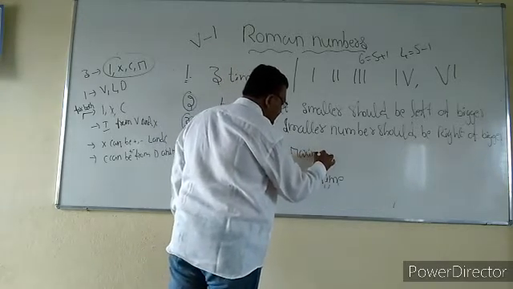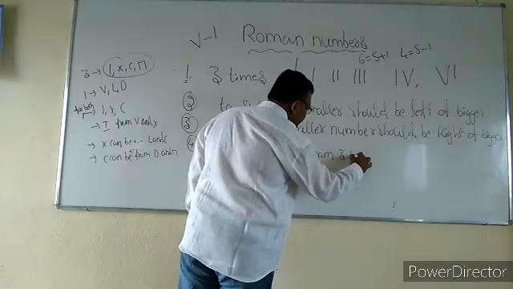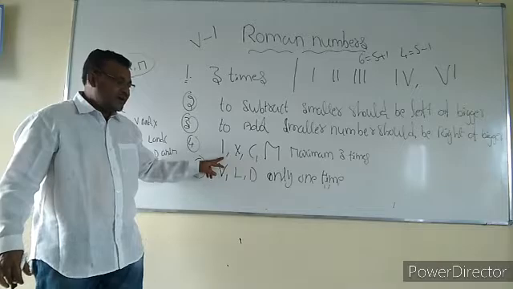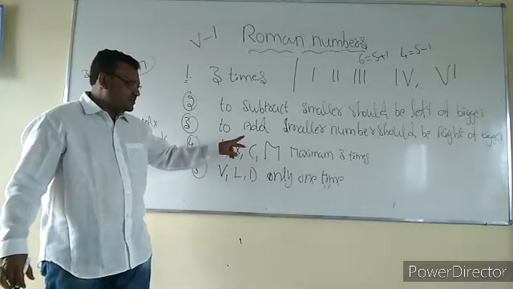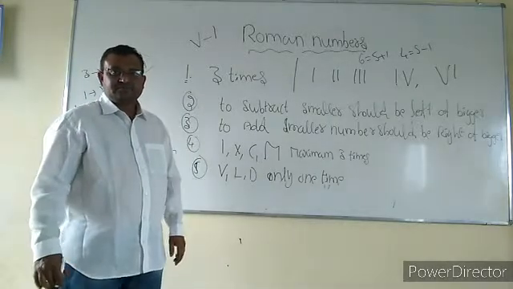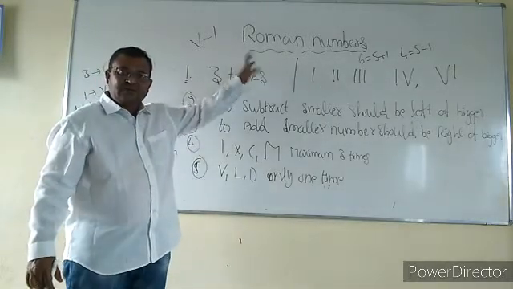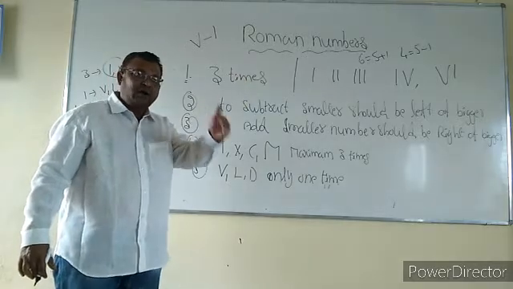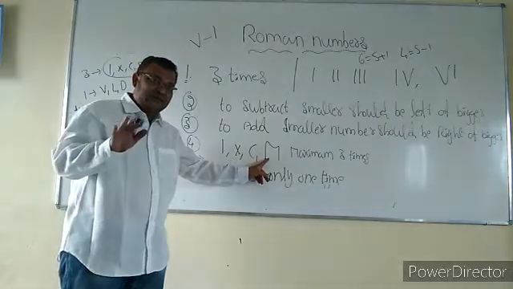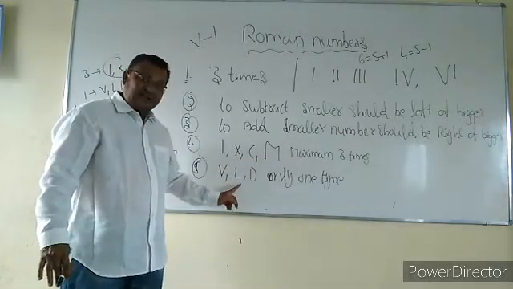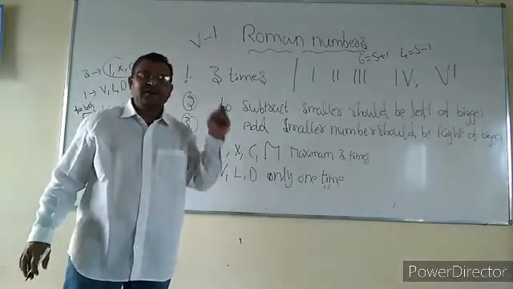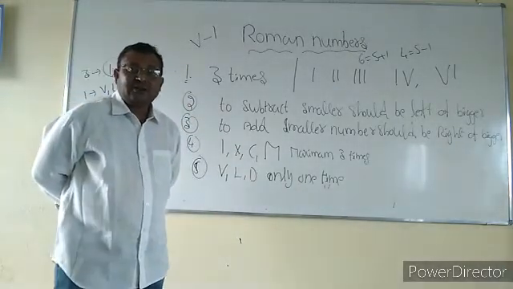So maximum 3 times we can use 1, 10, 100, 1000. Not all. Yes, we can use 3 times, but not all the symbols 3 times. 1, 10, 100 and 1000 3 times maximum we can use. And the remaining 3 symbols 5, 50 and 500 only 1 time we have to use. That is the fourth rule.